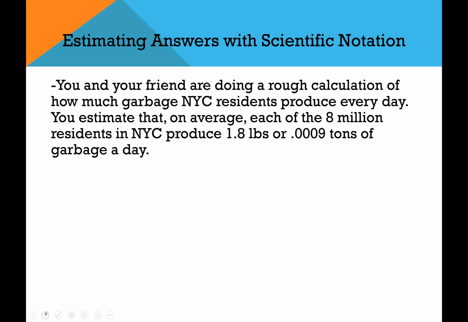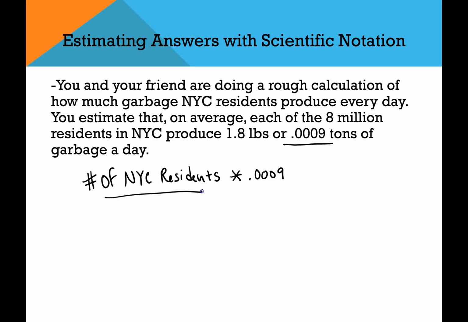So you're trying to figure out how much garbage New York City residents produce every day. So you would want to know the number of New York City residents. And each of those residents produces 0.009 tons of garbage a day. So we're going to multiply by 0.009 because each of these residents makes this much trash, and that will tell us how much total trash is produced on a daily basis.